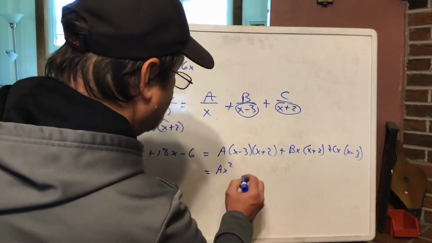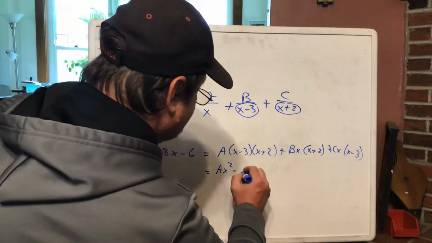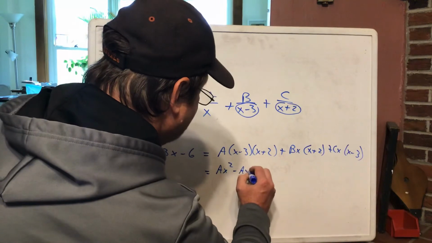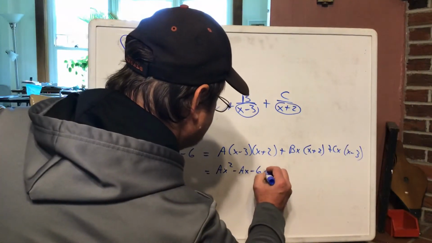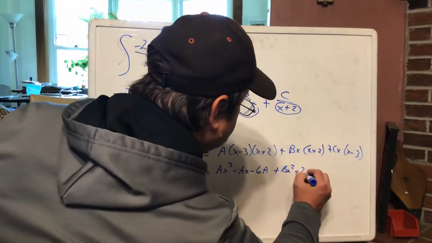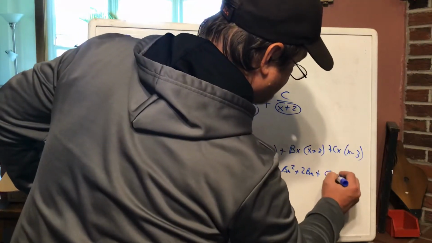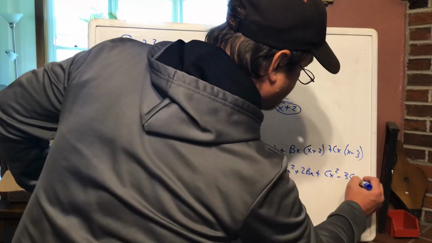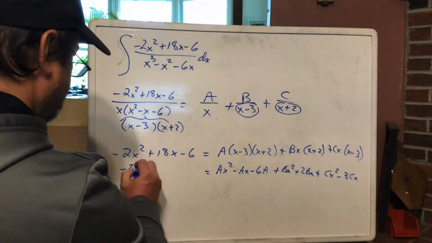And I have ax squared minus, and this gives me x in the middle, so it's going to give me minus ax minus 6a. Over here I get plus bx squared plus 2bx. And over here I get plus cx squared minus 3cx. Now, again, I look at what I have over here.